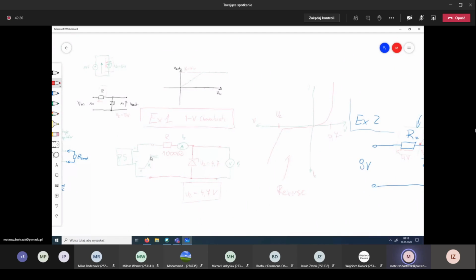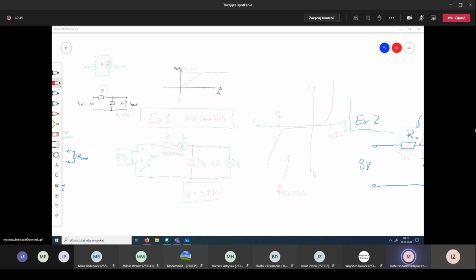So if you want to measure the forward configuration, you need to change the power supply. In this case, here you need to put the plus, and here you need to put the minus. Then you can measure it in the forward configuration. But you will see that it will behave like a rectifier diode.